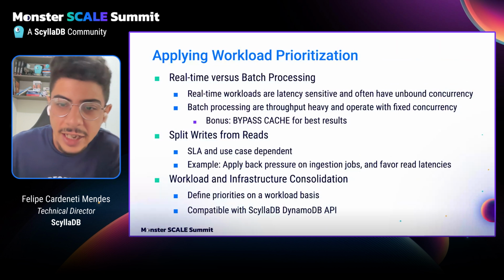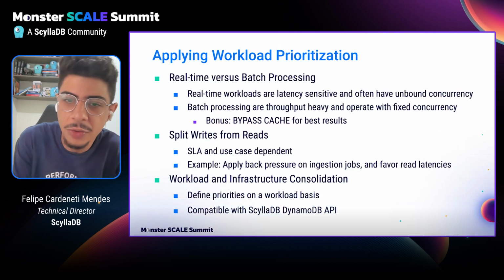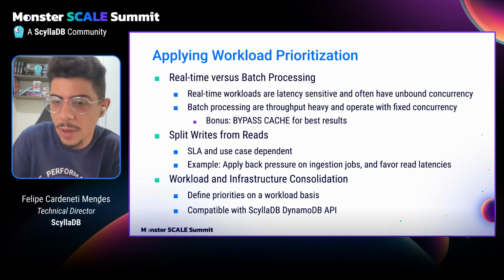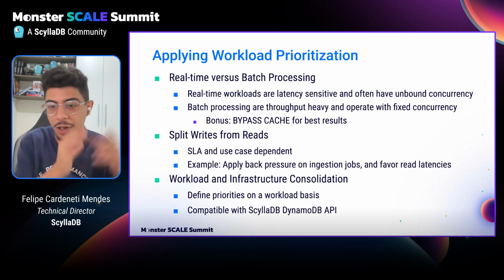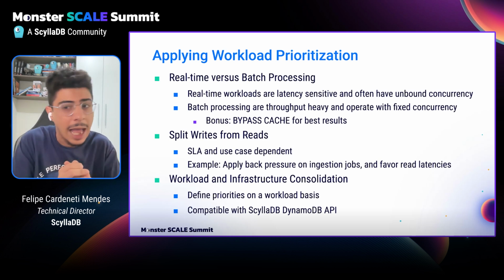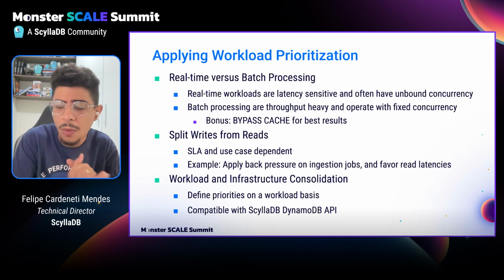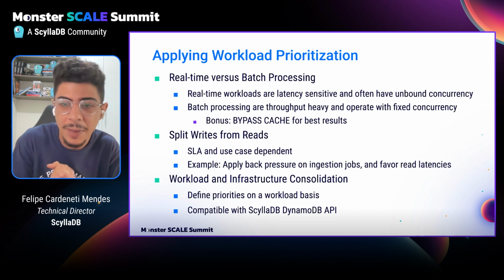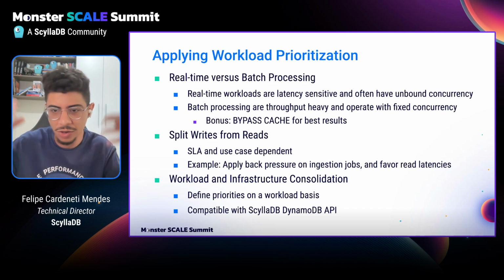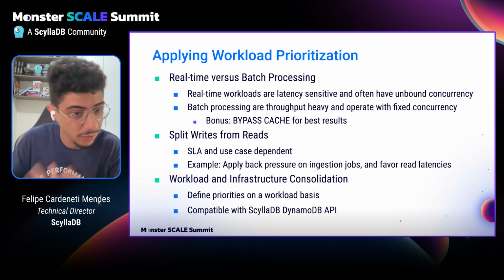There are many ways you can use workload prioritization. One way is to differentiate real-time versus batch processing, like what we've shown here. You may also define different priorities for your reads or writes. For example, you might want to give less priority to heavy ingestion jobs while preserving your users' read latencies. And of course, the ability to configure different priorities on a per application or per workload basis drives consolidation, in turn reducing infrastructure costs.